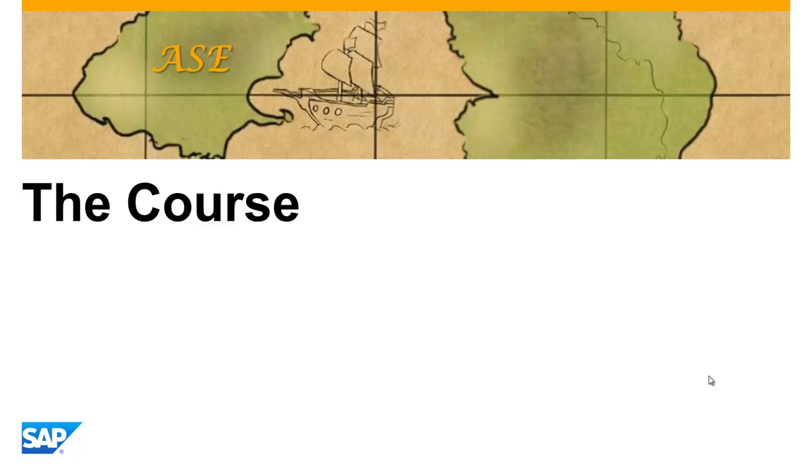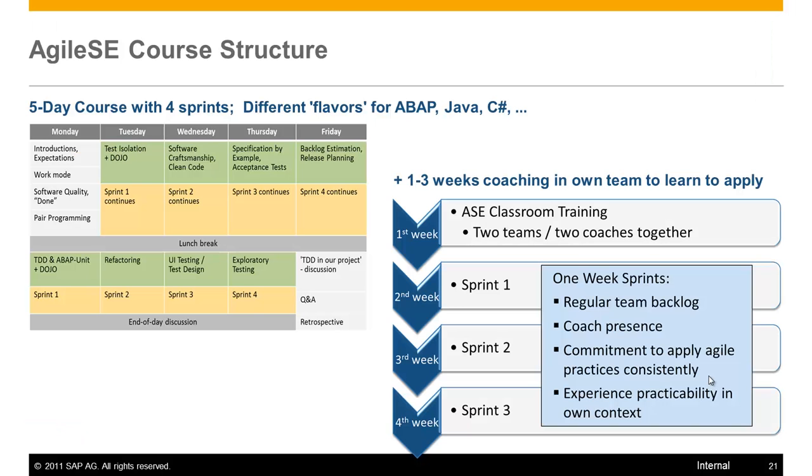There are of course other elements in it, but those were some of the key elements, like I said. And now I want to look at the course itself. The course is a 5-day course. If you look at the picture on the left-hand side, there are different flavors for ABAP, Java, C#, and so forth, because there's a lot of programming and tools involved. There are different flavors or tracks, as we call them, where you learn these principles, how they're applied in a certain environment.